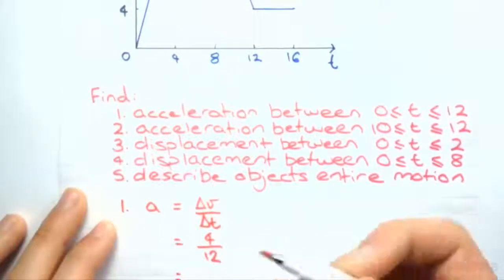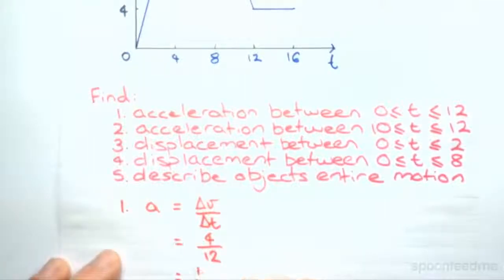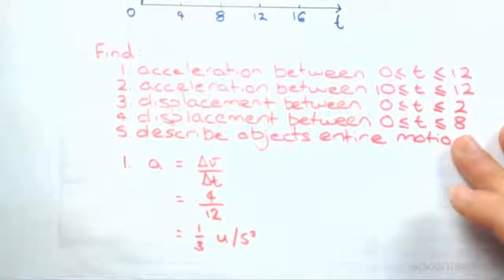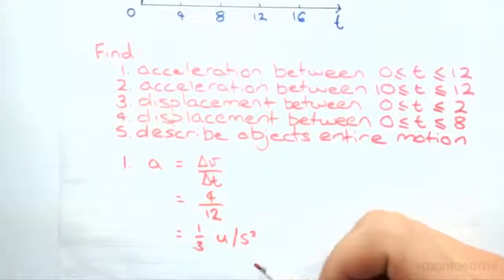You'll find that is, I guess, 1/3 units per second squared. So the velocity is increasing at 1/3 units per second squared.